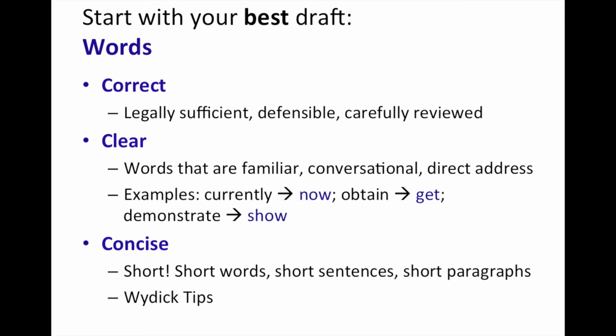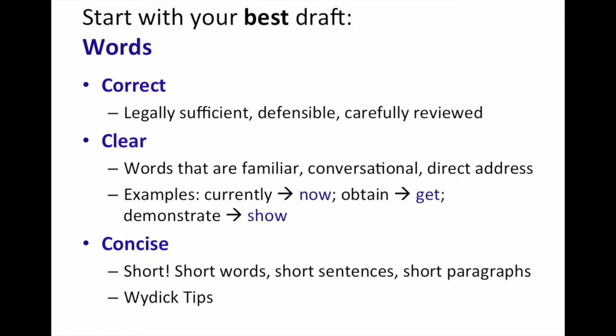Concise. This is very important. One thing we know for sure is that reading is not natural. It's not like breathing. It's not like eating. Many people learn to do it. Most do not do it well.